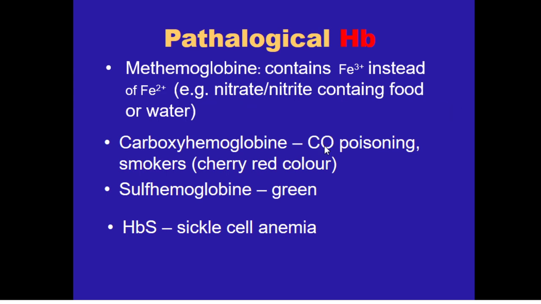The connection between CO and hemoglobin is significantly stronger. In such patients, it is necessary to use oxygen under high pressure. Sulfhemoglobin, which gives a green color, appears after uptake of sulfonylamides in inadequate quantity. And finally, hemoglobin S, which can be made in the blood of patients with sickle cell anemia.